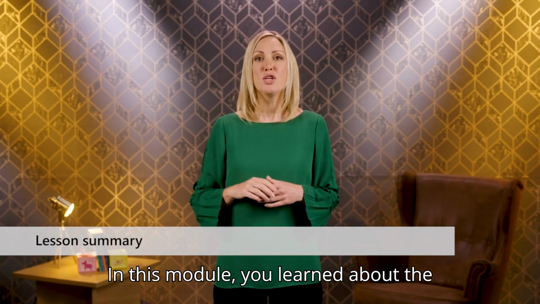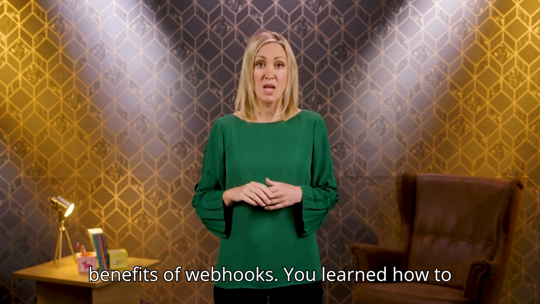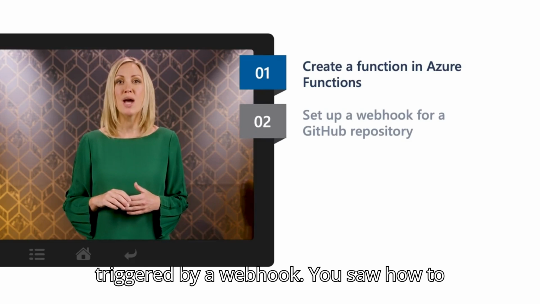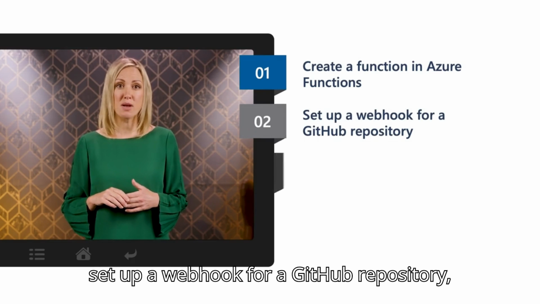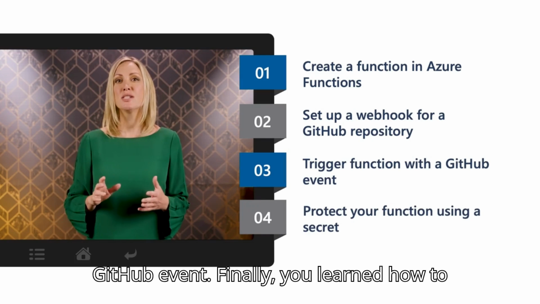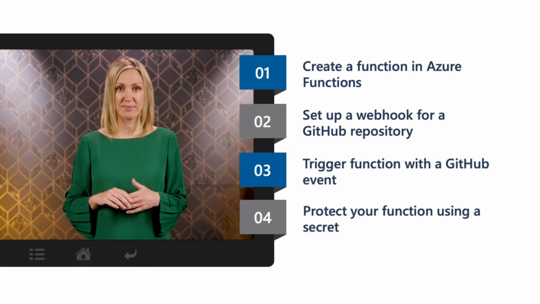In this module, you learned about the benefits of webhooks. You learned how to create a function in Azure Functions triggered by a webhook. You saw how to set up a webhook for a GitHub repository and how to trigger your function with a GitHub event. Finally, you learned how to protect your function using a secret.